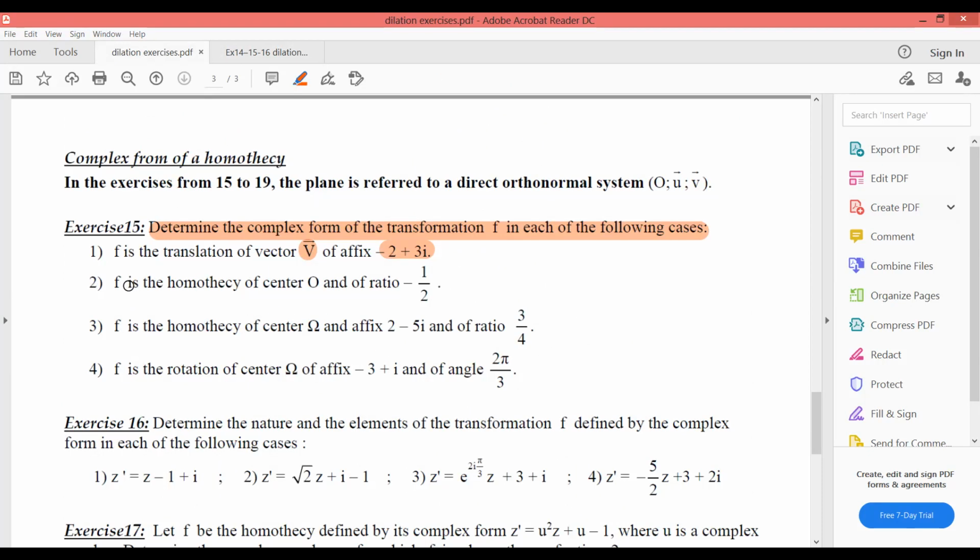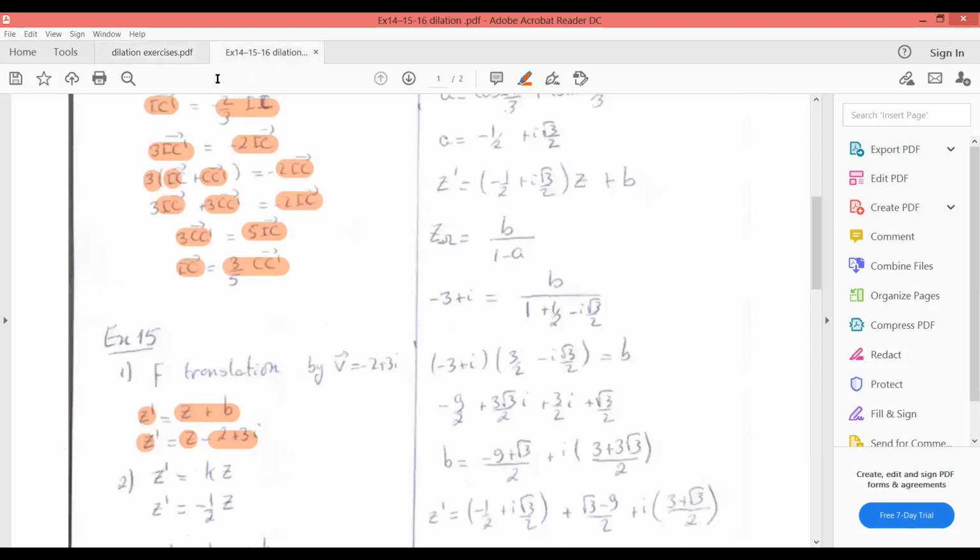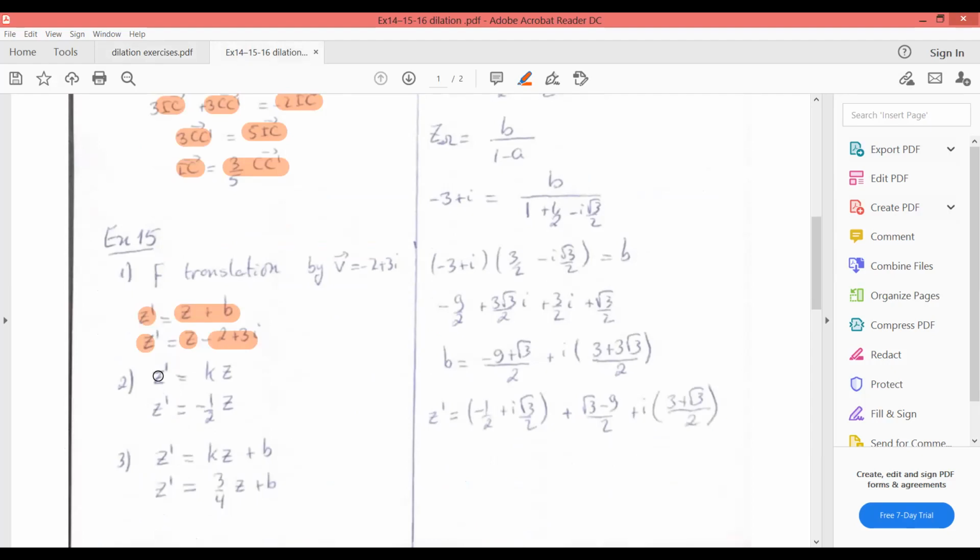Now, F, a dilation with center O and ratio minus half. Since it is a dilation of center O, Z prime equals KZ only. Z prime equals KZ. So Z prime equals minus half Z.